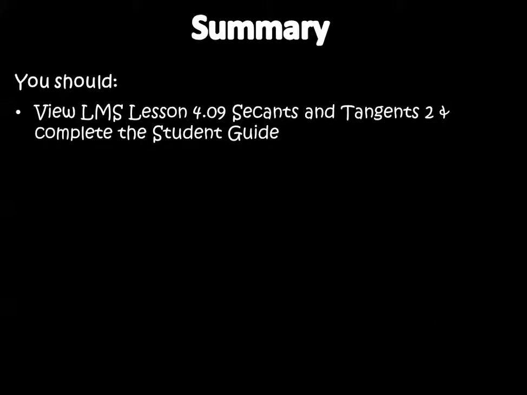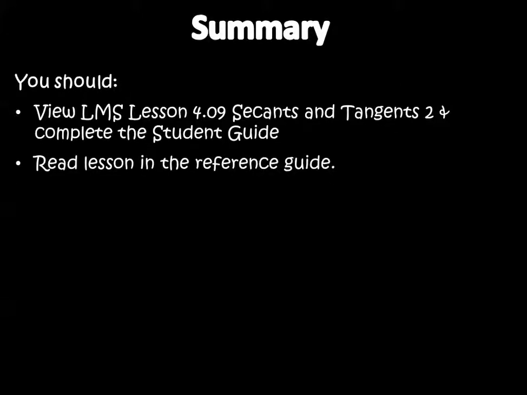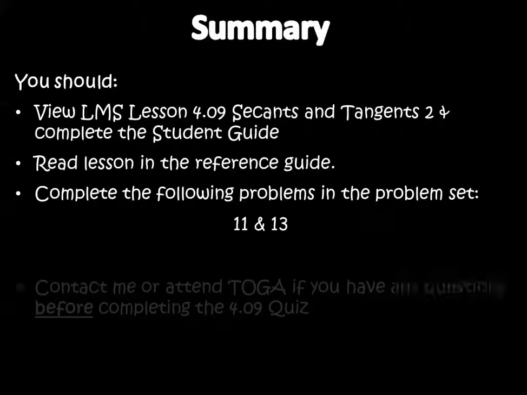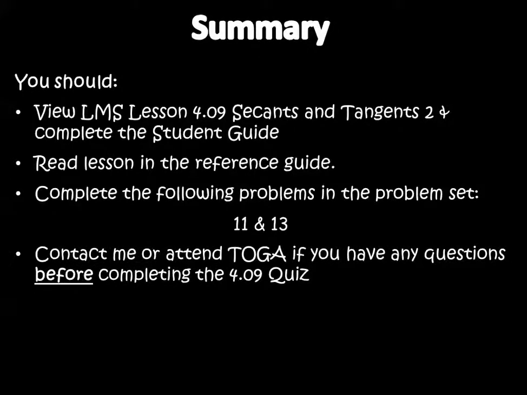So when you get finished watching this video, you need to read through the lesson 4.09 Secants and Tangents Part 2 and complete the student guide. Read the lesson and the reference guide and add extra notes if needed. Then you're going to have to complete 2 whole problems in the problem set, 11 and 13. And after you do all those steps, if you don't understand any of the concepts, please contact me or attend TOGA if you have any questions before you complete the 4.09 quiz.